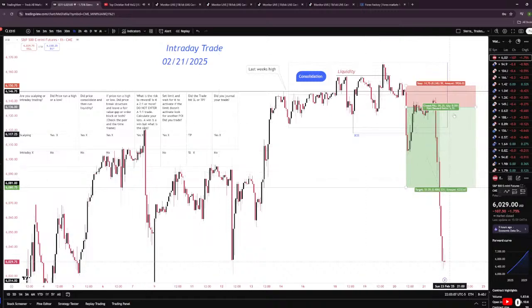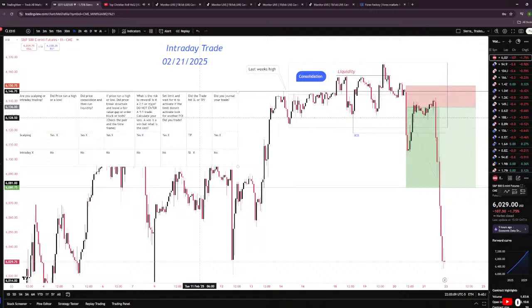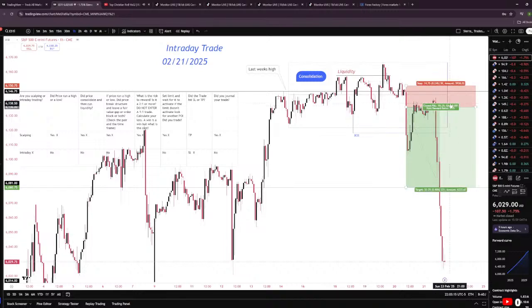And also, this is a 3-to-1, so this meets our requirement. My risk is $14. My reward is 55. Is it a 2-to-1 or more? Yes, because it is a 3-to-1. So yes. So calculate your loss again. That was the $14, and a win is a win is a win. So we're focusing more on what could we lose versus what we're gonna gain.